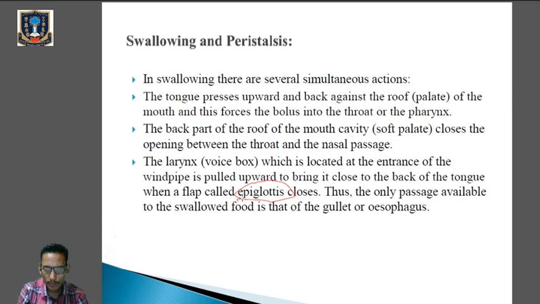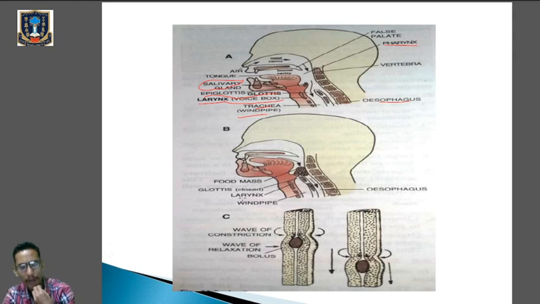So when this epiglottis covers the voice box or the windpipe, the only passage, the only way for the bolus to enter is into the gullet or the oesophagus. So let's look over here. We are taking the food particles. Clear? Now those food particles, by the action of the tongue, will be pushed upwards against the upper palate, and the food particle will enter into the pharynx. Clear? Now the back one, the soft palate, will prevent the entry of food particles into the nasal cavity.